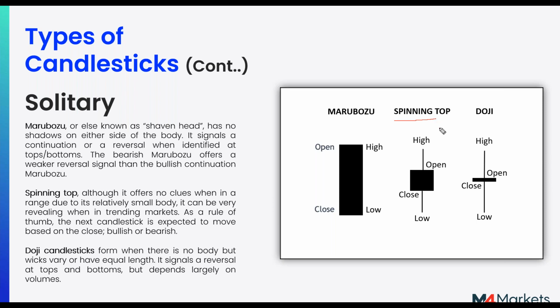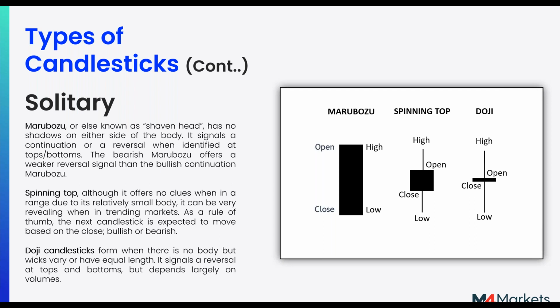Now, the spinning top. We typically see this when markets consolidate or are about to consolidate, or even perhaps at a double top or bottom. It offers no clues when it is in a range. You don't know if the breakout is going to be to the upside or the downside, but there is a lot of information you can take from it if you look at it contextually, and that's because it has a relatively small body.